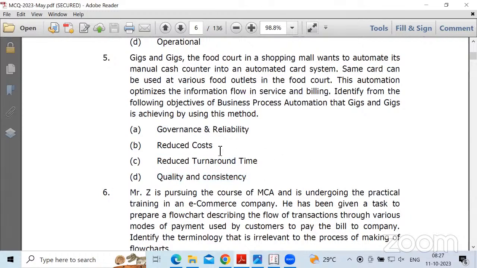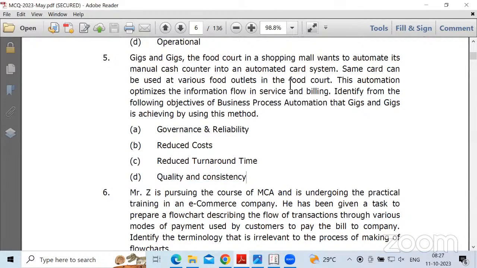So here we have to understand what is governance. Governance means the governing of or administrating the entity. Reduced cost means you are reducing the cost of the production, sales, etc. Reduce turnaround time, the time which is wasted in moving here and there or performing the task. Quality and consistency means whatever activity you are performing, whenever you are performing the activity, the quality and the consistency is there. So the taste, goods, etc.